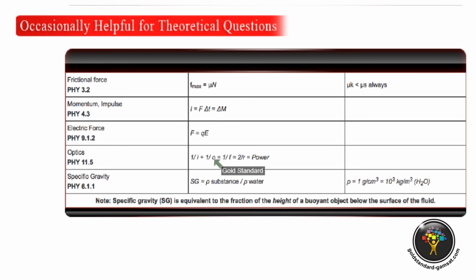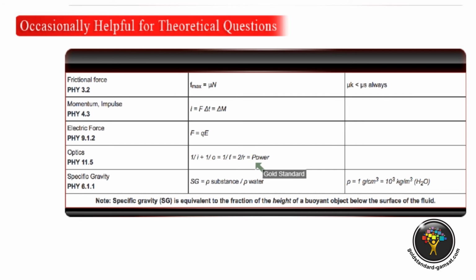So 1 over I is the image distance, as I said before. 1 over O is the object distance. 1 over F is the focal length of the lens. And R is the radius of curvature of the lens. So you can see immediately, because 1 over F is equal to 2 over R, that the radius of curvature is twice the focal length.